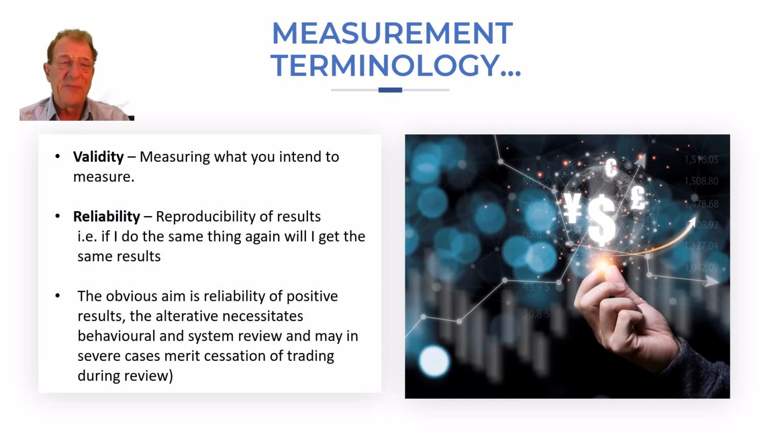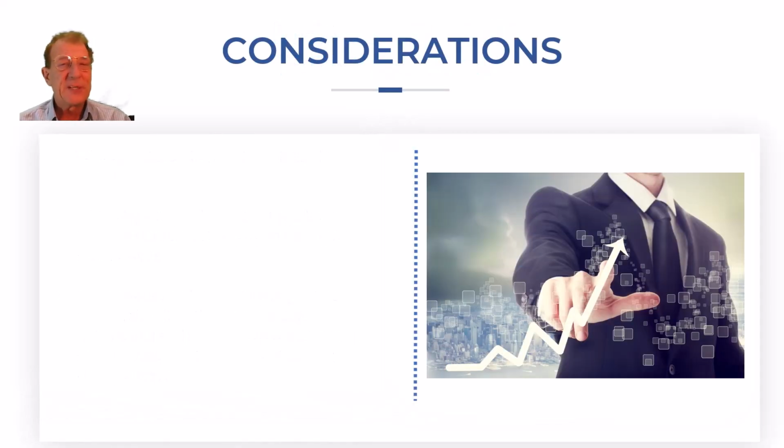Now, from a definition point of view, this is reproducibility of results. In simple terms, if you do the same thing, will you get the same results again? The obvious aim is reliability of positive results. If you're not getting positive results on a regular, reliable basis, then this will necessitate some significant changes, not only in behavior perhaps, but also perhaps how your system is working. And in severe cases, it may merit you actually stopping trading altogether and taking a step back during some sort of review. So there are a few considerations.